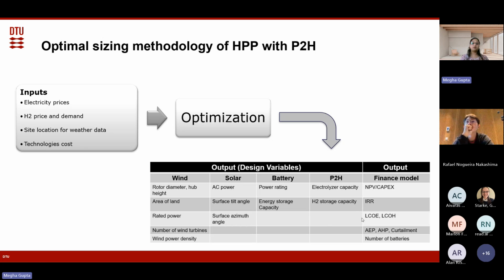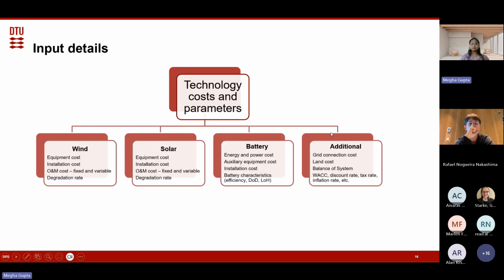And also as an output, we get the financial KPI values as well, which include how much annual energy is produced or how much annual hydrogen is produced, what the total curtailment is, internal rate of return, levelized cost of electricity, levelized cost of hydrogen, and all those things. Then coming to the input details, as I mentioned, technology costs and parameters. For those people who are from industry, it is quite important to understand what kinds of costs we are considering. So here I have tried to put one slide with some breakdown and assumptions of the costs that we are considering.